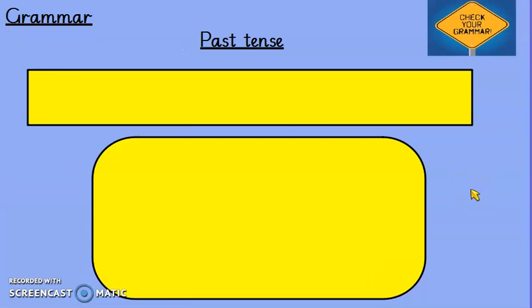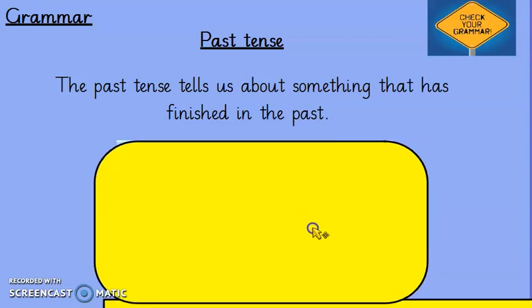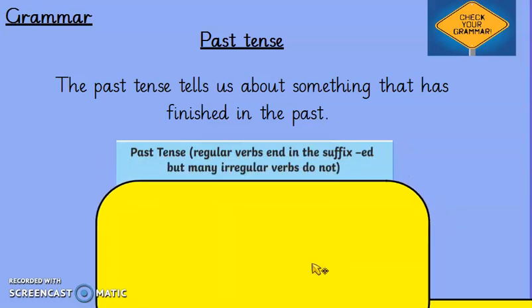Okay, so this week our grammar is past tense, and past tense tells us about something that has happened in the past. So let's have a look at some examples. So past tense, usually regular verbs that end in the suffix ed, and we looked at these last week, and suffix is a group of letters that come at the end of a word, a root word or a main word as it's sometimes known as. But there are some verbs and they're known as irregular verbs and they do not have the ed suffix.